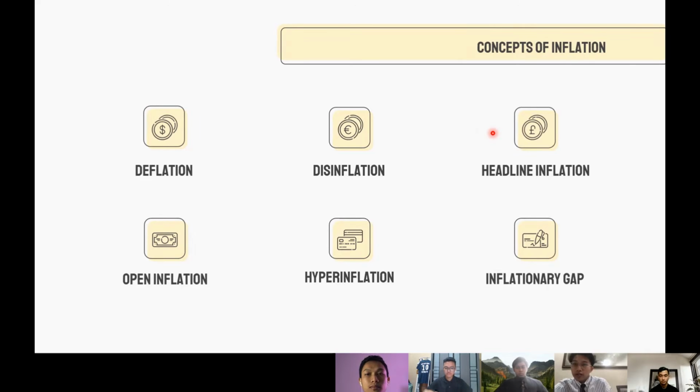Okay, for headline inflation. Headline inflation is the total inflation in an economy, including commodities such as food and energy prices like oil and gas, which tend to be much more volatile and prone to inflationary spikes.